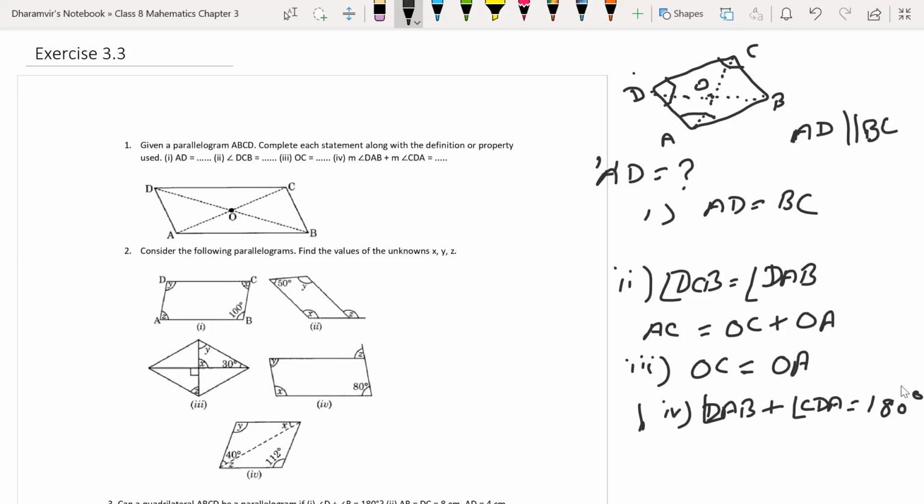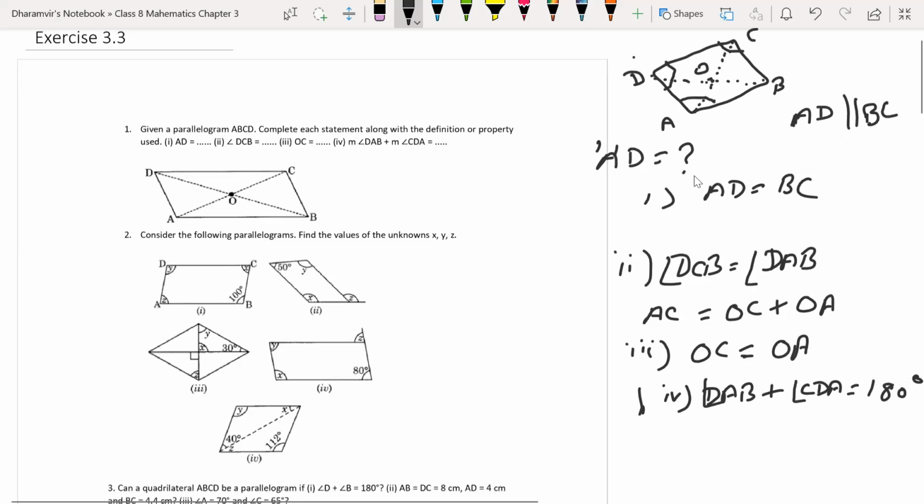Hence we state that DCB plus ABC is equal to 180 degrees. By the angle sum property, all angles of a parallelogram sum to 360 degrees. This is the solution for the first question.